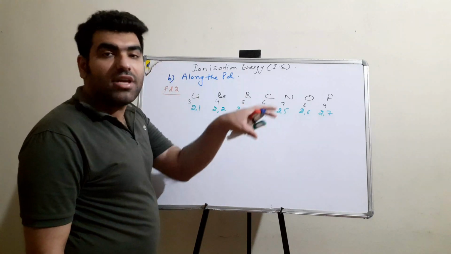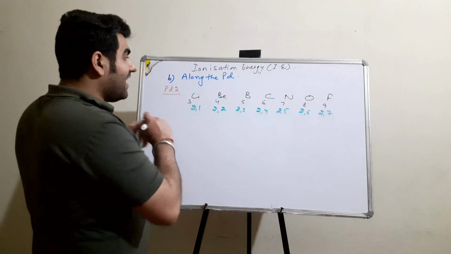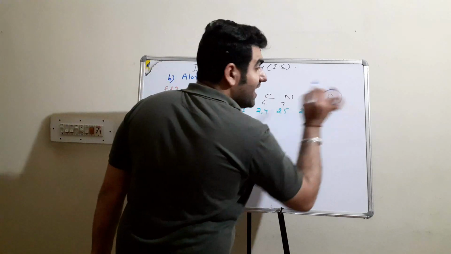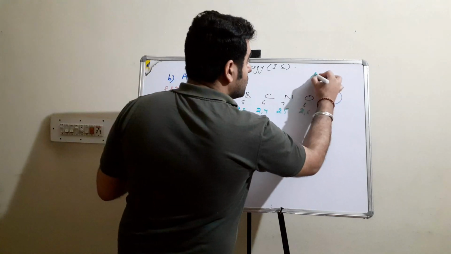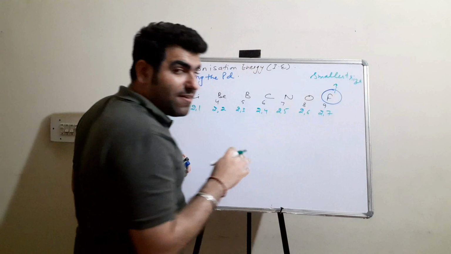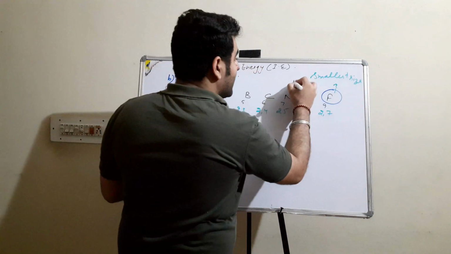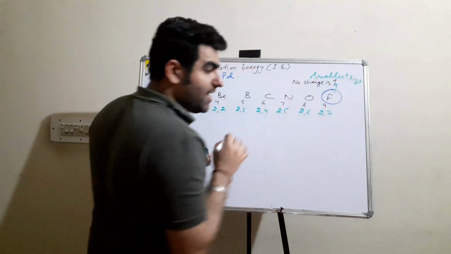As we move along the period, the screening electrons remain the same, but the protons increase. Nuclear pull, the effective nuclear charge, will increase, and along the period the atomic size decreases. So fluorine has the smallest size, and its effective nuclear charge is maximum. Nuclear charge is very, very high.